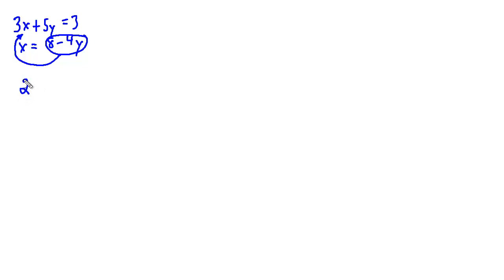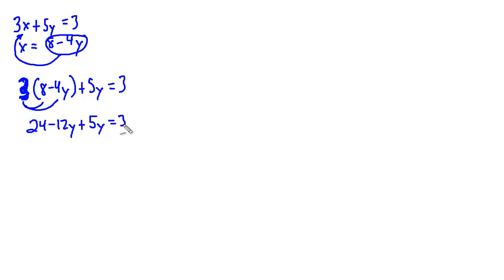So that will give you 3 times the quantity of 8 minus 4y plus 5y equals 3. So 3 times this quantity of 8 minus 4y, that's, instead of the x, I put in what x is equal to, and now we have an equation that has one variable in it, so we're going to distribute and then collect like terms and then solve for y. This gives me 24 minus 12y plus 5y equals 3. Combining like terms here, negative 12 plus 5 is going to be negative 7y, so 24 minus 7y is equal to 3.